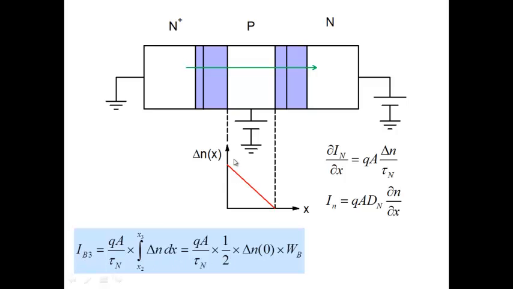Now note that delta N0 I know. What is the electron density injected at this particular point here? So we know this, and therefore we can write down what is IB3.